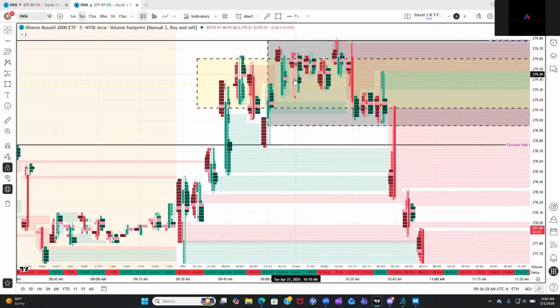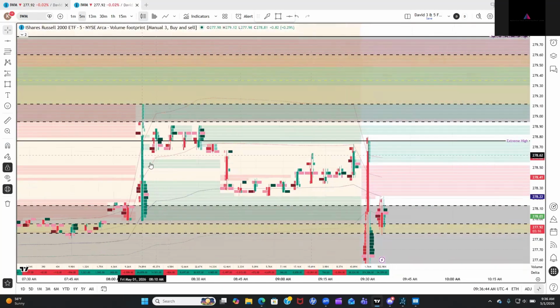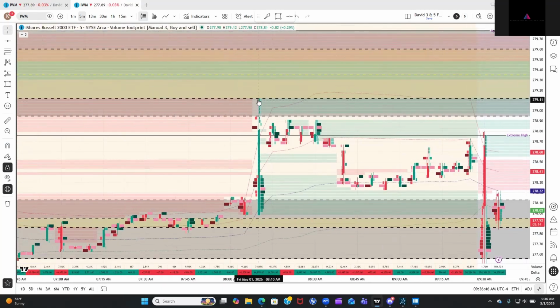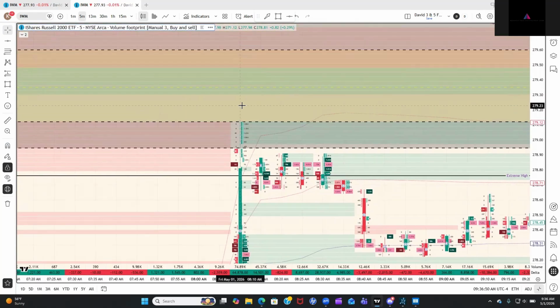This is a fresh area. Has it been touched? We haven't seen it since the 21st of April. We started to see it happening here in the London session. Again, come right back into the area of the 21st. There's no sellers willing to sell.